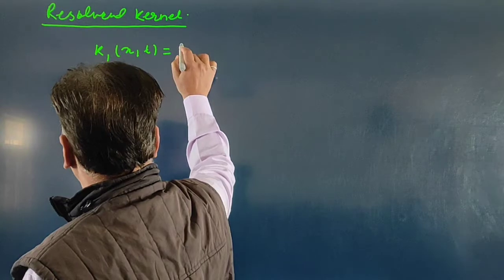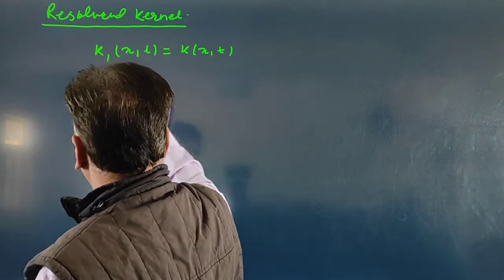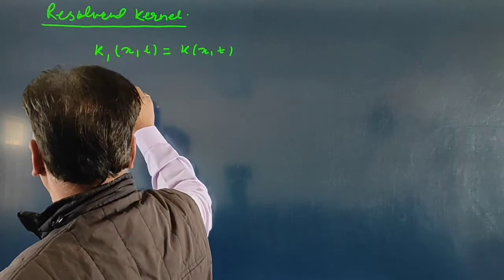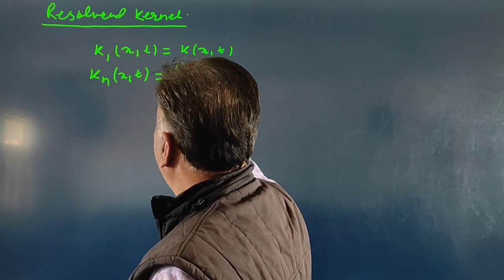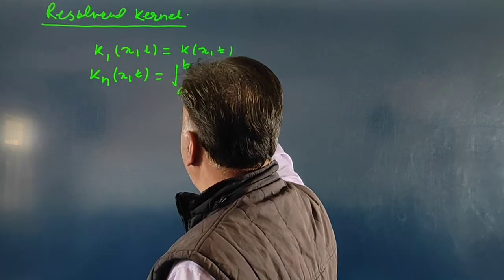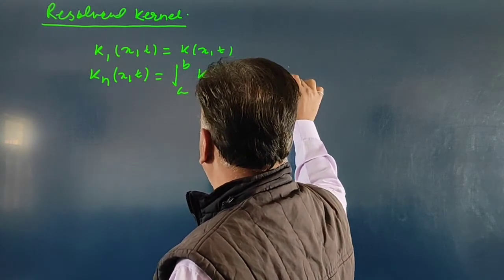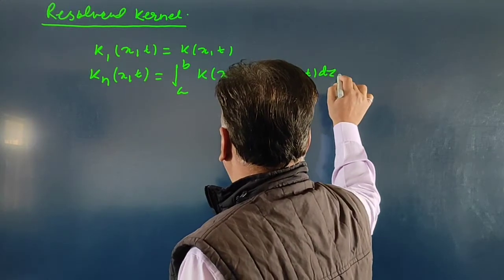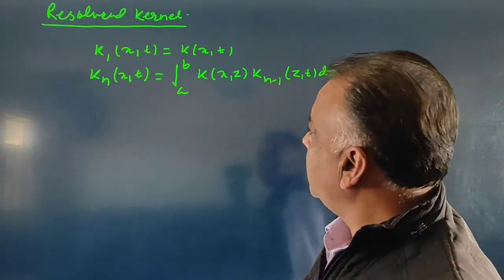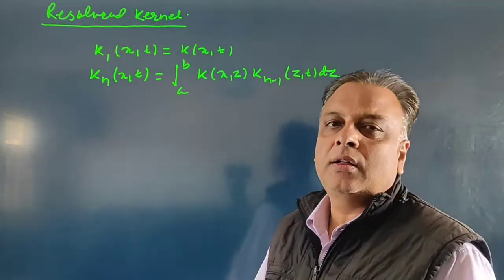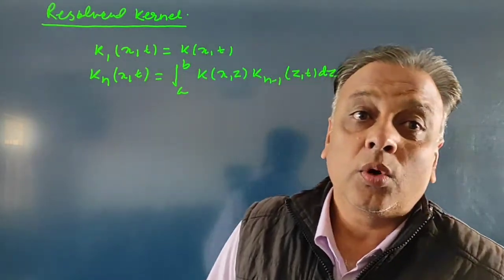We know that the resolvent kernel K1(x,t) is equal to K(x,t), and the consequent resolvent kernels Kn(x,t) are given by the integral from a to b of K(x,z) K(n-1)(z,t) dz. These are the resolvent kernels for the Fredholm integral equations. Now by using these two formulas, we have to find the resolvent kernel for a given kernel.